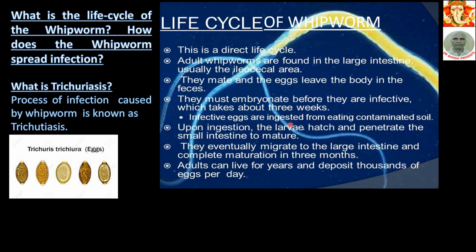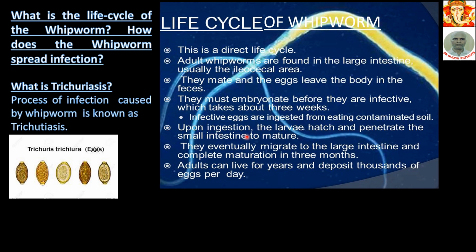Infective eggs are ingested from eating contaminated soil. Eating contaminated soil means eating foods from contaminated soil. We cannot directly eat contaminated soil. Anyway, infective eggs are ingested. The contaminated soil means soil contaminated with the larvae of this type of worm; it comes to the hands and the infection goes into our body.